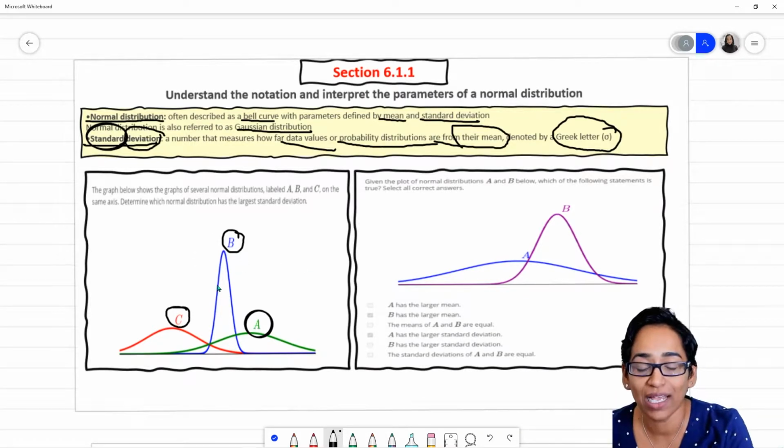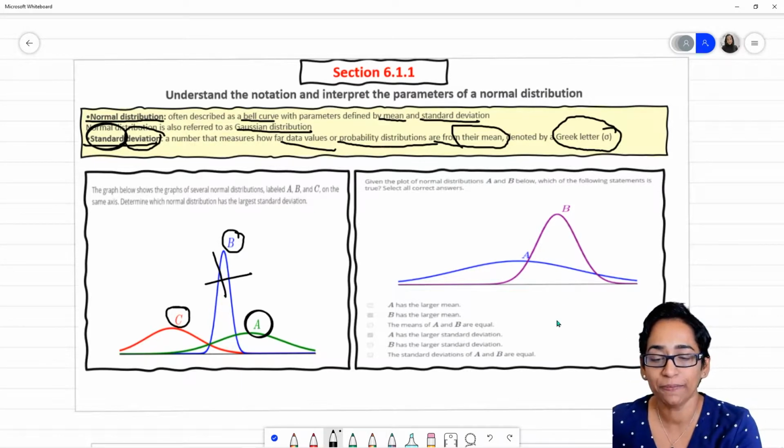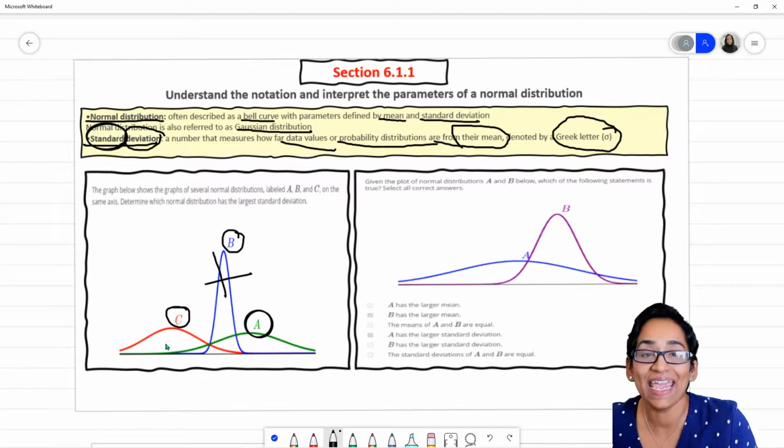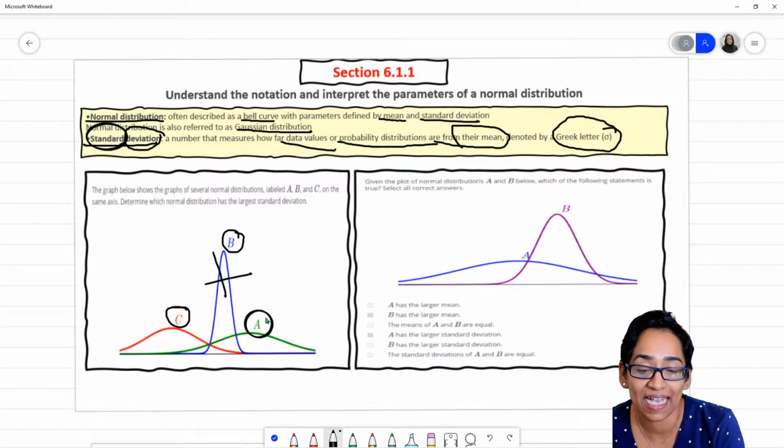So here, when I look at it, definitely not B because it's very close to the mean. I have to pick from C and A. And as you can see, A is much more spread out than C. So A has a larger standard deviation and not C.